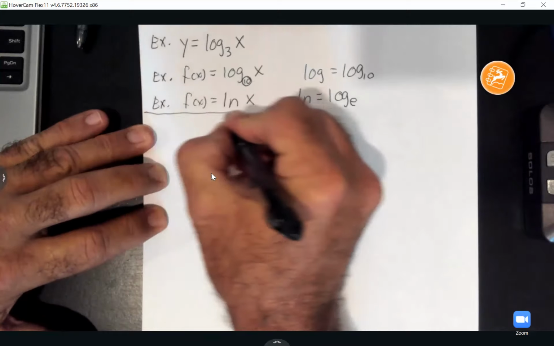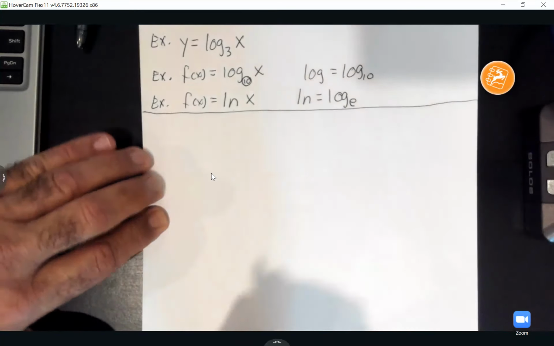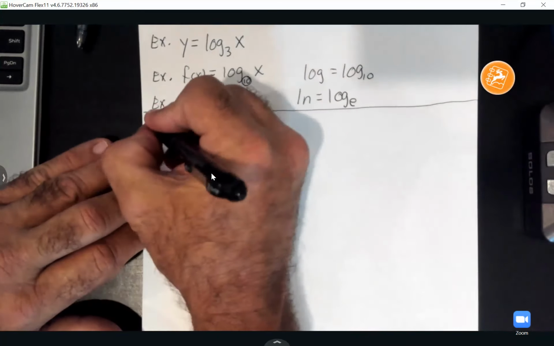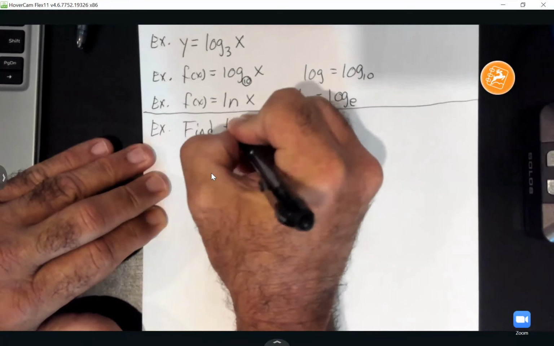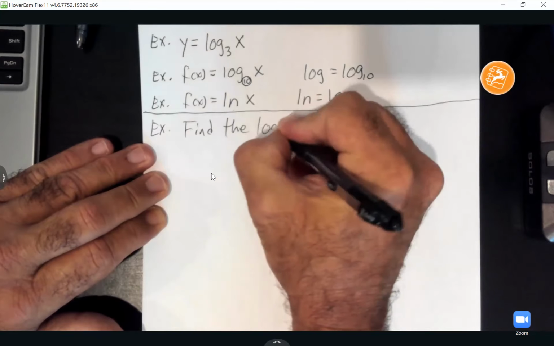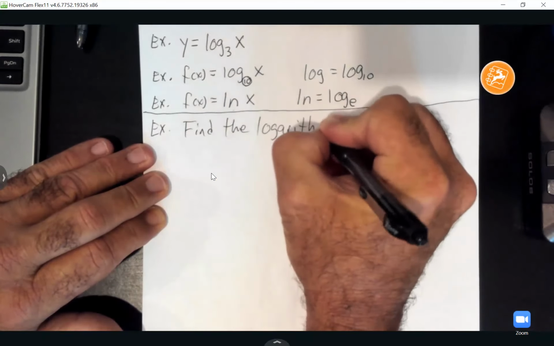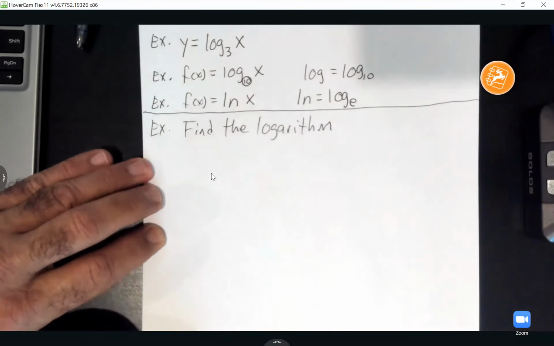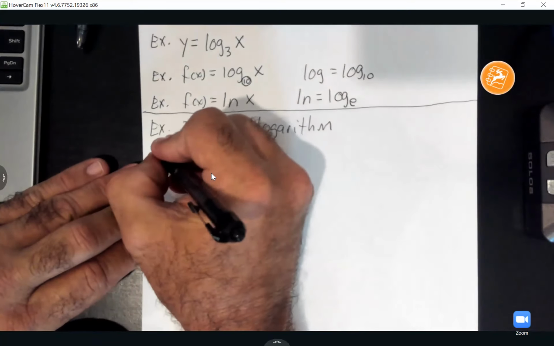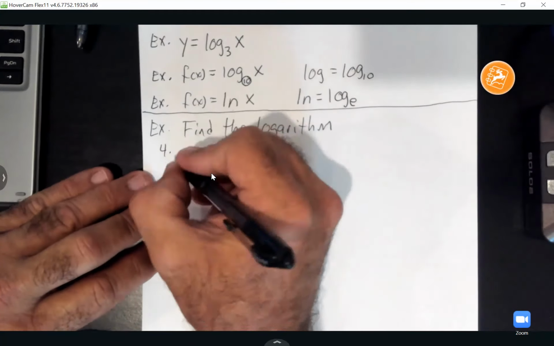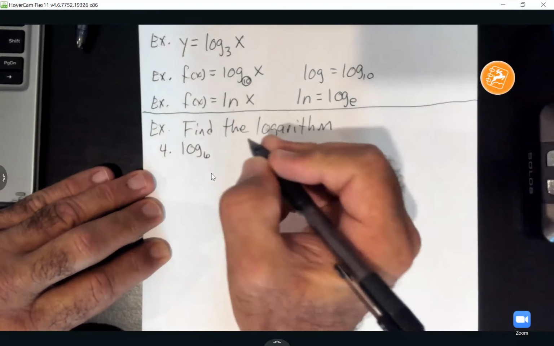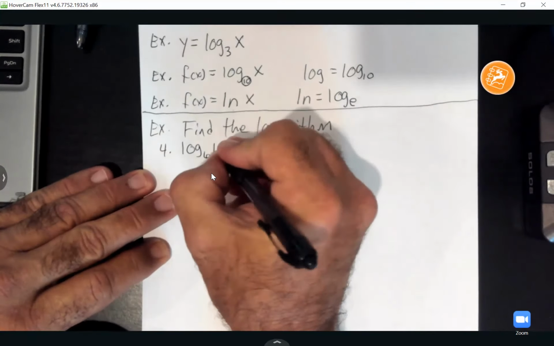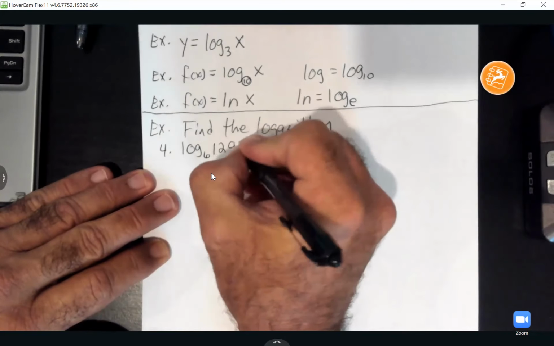So now, we're actually going to play with what we call finding the logarithm. And these will start at number 4. So y'all, I'm going to find the log base 6 of 1,296.